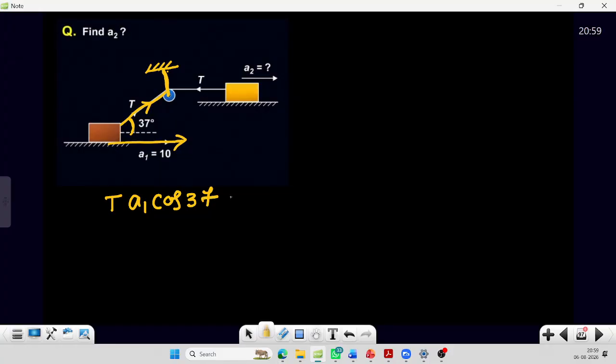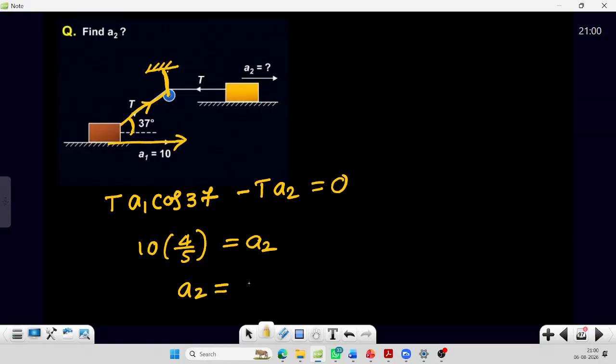Now plus, here this is T2, this is minus T into A2 equal to... why cos there? The angle is 180. For that particular block we should see the angle. So A1 value is given as 10, cos 37 value is 4 by 5, which will be equal to A2. So how much is the A2 value? 8.